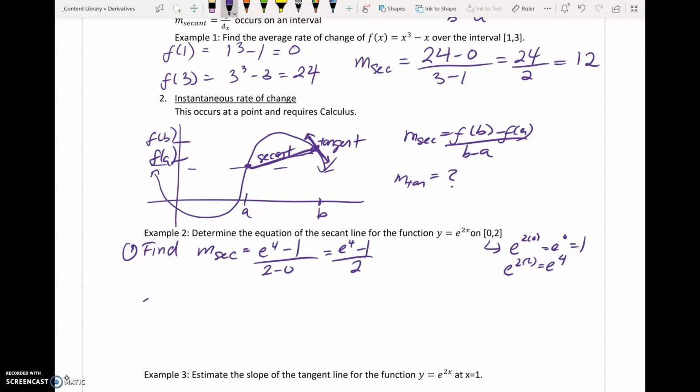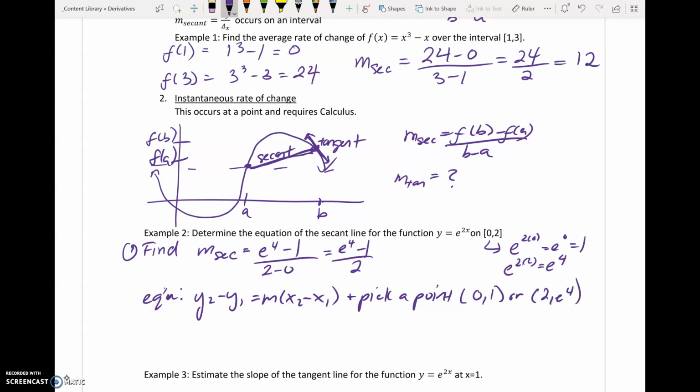And then afterwards, I'm going to put it into the equation. So the standard equation we're going to use is of this format: y minus y1 is equal to m times x minus x1. And then from here, we're going to pick a point. That's kind of given to us in our interval. So we could pick either 0, 1, or we could have picked 2, e to the 4. So those are the points from our endpoints here. I'm going to pick one of the two. Either one doesn't matter. And we're going to replace m with the slope that we found.